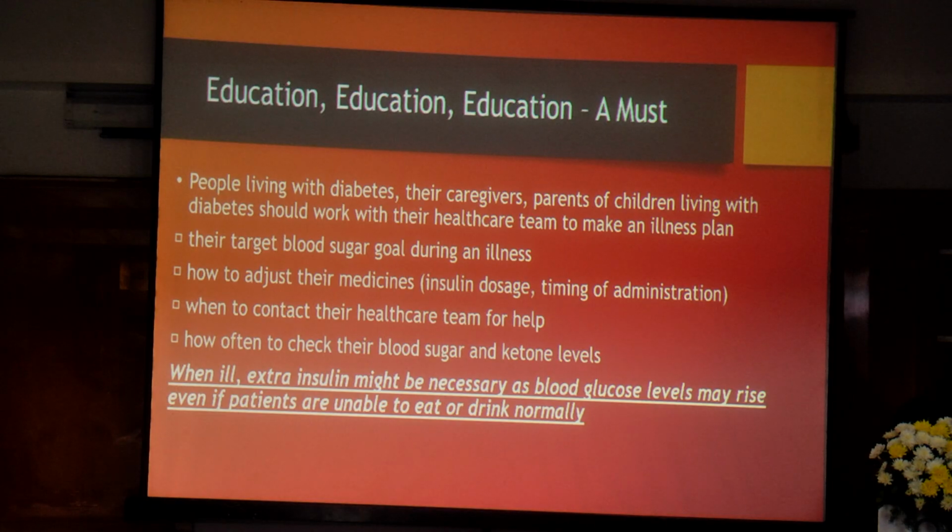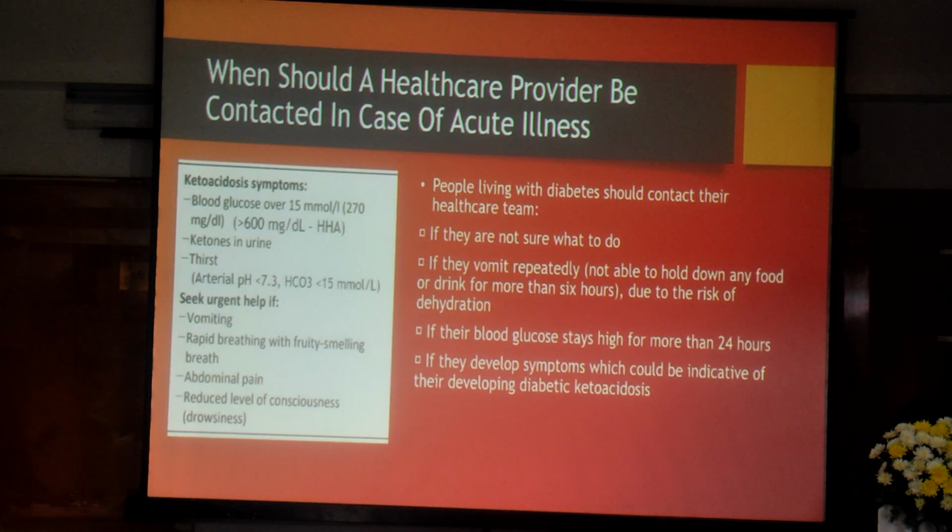The target blood sugar goals during an illness should be known to the patient. How to adjust the medication should be discussed. When to contact the healthcare team is also equally important, and how to check their blood sugar and ketones, and how often to check them, is also very, very important. When ill, the insulin requirements may go up, even if the patients are unable to eat or drink normally, and this should be emphasized to the patient.